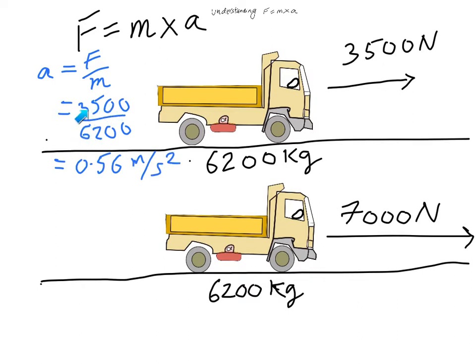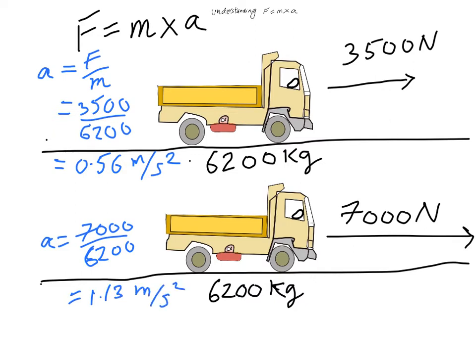Force divided by the mass, that gives you 0.56. Do the same calculation for this truck here with an increased force. So let's see what we get. Again, a equals the force, which is 7,000 in this case, it's higher, divided by the same mass, same empty truck, 6,200 this time, and that gives us an acceleration value of 1.13 meters per second squared.